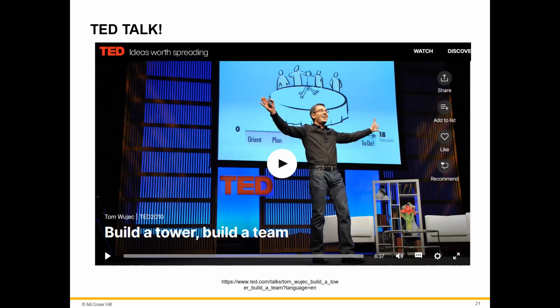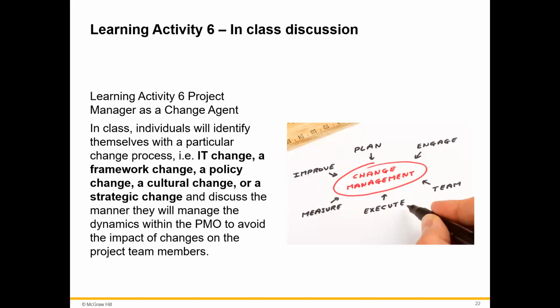All right, moving forward, guys, I want to talk about the learning activity. It's not an in-class discussion. I'm going to give you time to complete it elsewhere. Along with attending class, learning activity number 6, you will be project managers as change agents. A change agent is about planning, improving, measuring, executing, making sure you can engage with your team, and hopefully creating the right environment altogether.